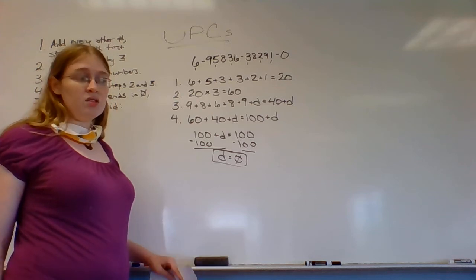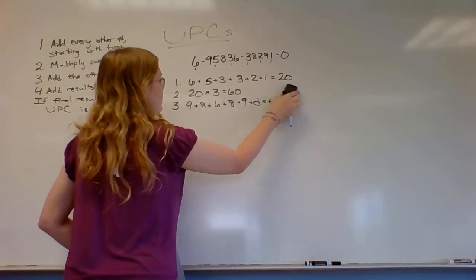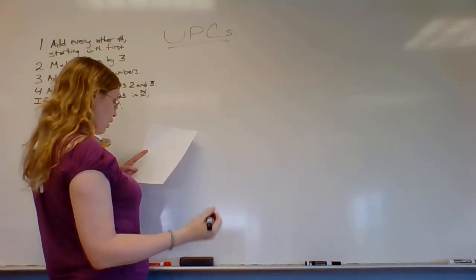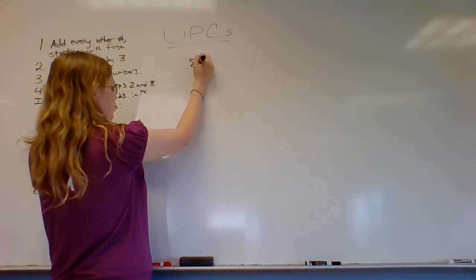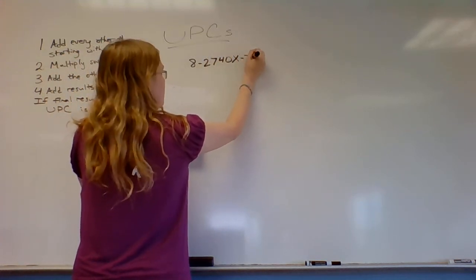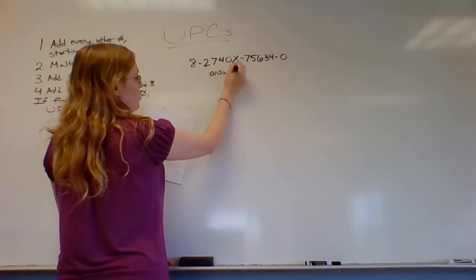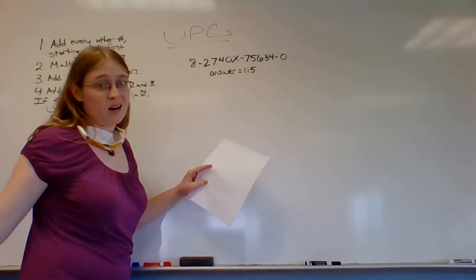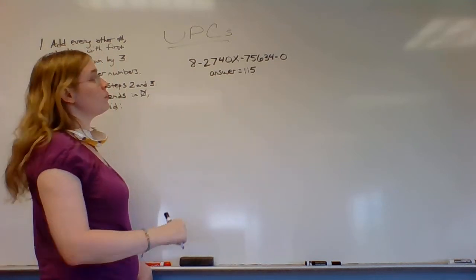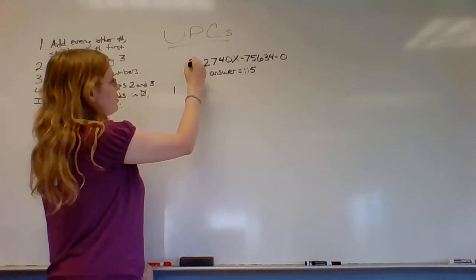Okay, we can also create kind of an algebra problem out of missing any other digit, basically, in the code. So, as long as you know what your total is supposed to be, 82740x 756340. And if we're given that our total is 115, in other words, this is not a valid UPC, then we can determine what x is. So again, we start off with the same 4 steps.